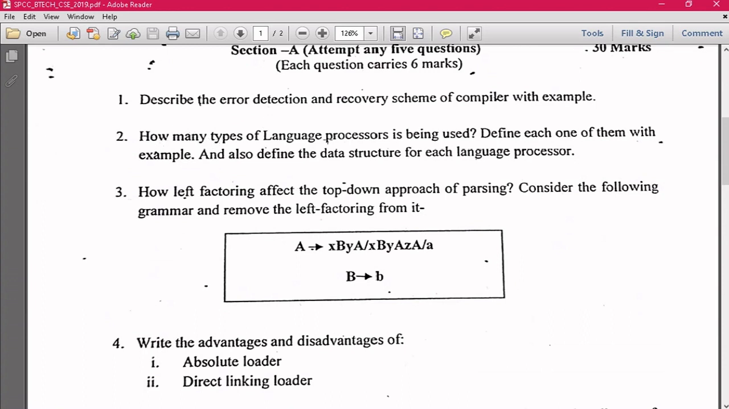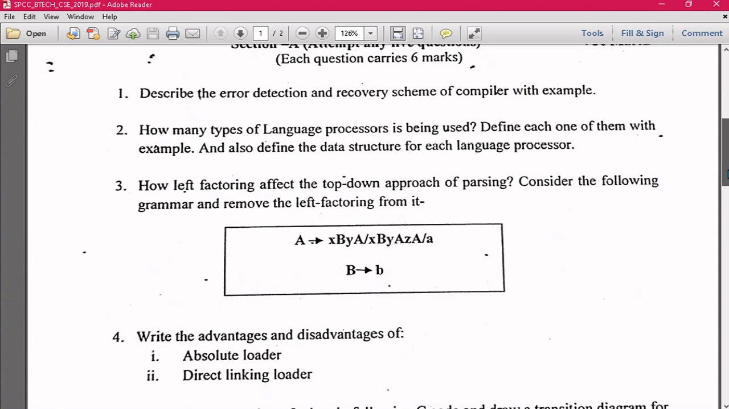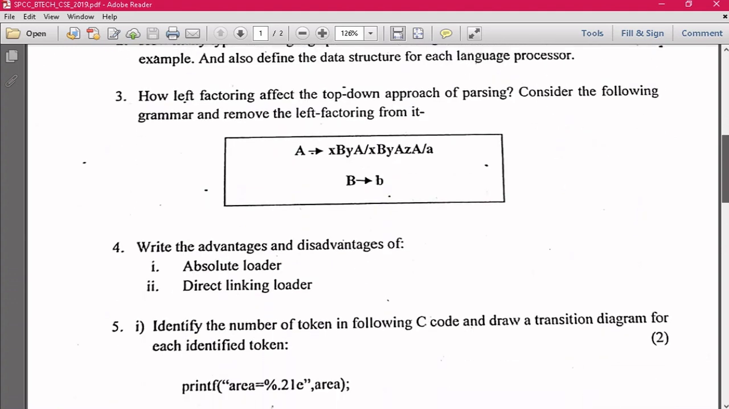Next question is how many types of language processor are being used, and you need to explain all the data structures that are being used to process these language processors. So there are different data structures. Explain them in brief, as this is a 6 marks question.